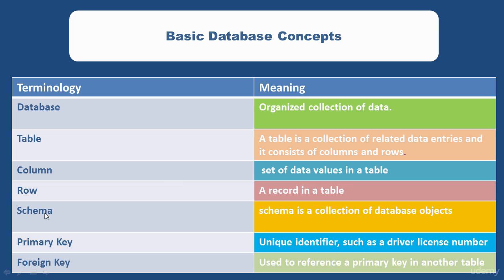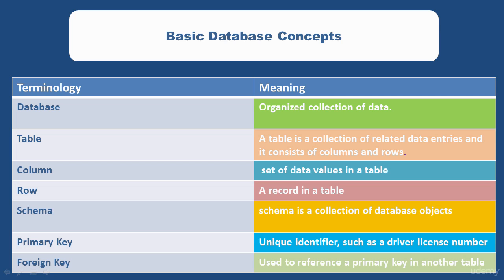A schema is a collection of database objects. I will show you examples of this later on in the course. So any item is referred to as an object in a database. A database is an object, a table is an object, a view is an object. So these are all objects. So a collection of database objects housed in a container is referred to as a schema.